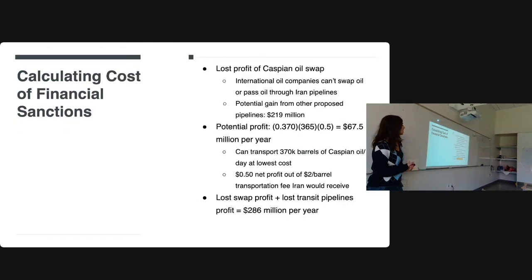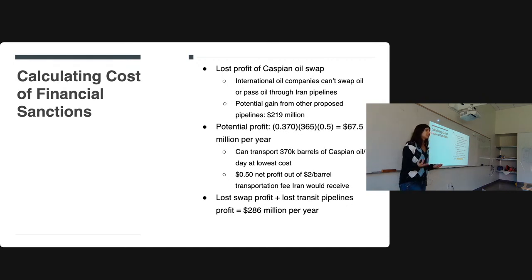Next, we can calculate the cost of financial sanctions by looking at the lost profit from other oil things Iran was not able to engage in. There's something called the Caspian oil swap, where oil would be pumped through pipelines to the Caspian Sea, but because of all the sanctions the U.S. implemented, international oil companies were no longer able to swap oil or pass oil through those pipelines. There were also a couple other proposed pipelines, although the Caspian oil swap was the largest. That means Iran lost a bunch of potential profit. The study did the math on how many barrels would have been transported and the cost per barrel, and that ends up giving us a $286 million per year cost.